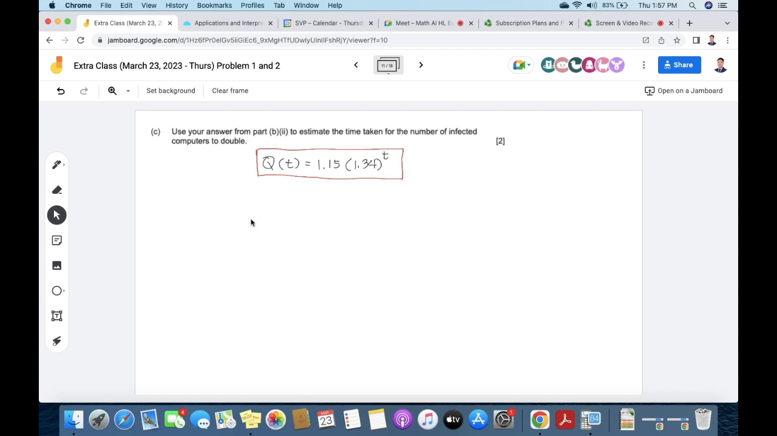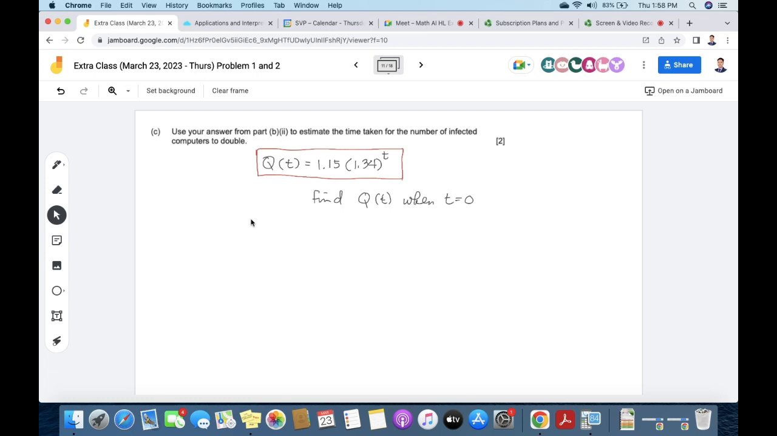I'll give you a clue. Find q of t when t is equal to 0. You can always do this. All right? Find q of t when t is equal to 0. This will be your basis. And then from there, do something, do an experiment, try to double the q of t and find out what time is equal to.